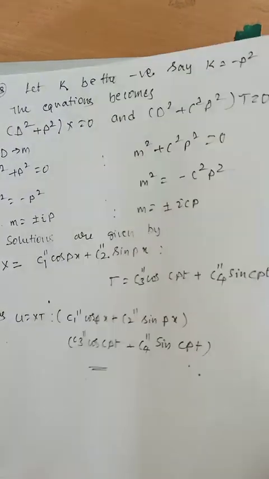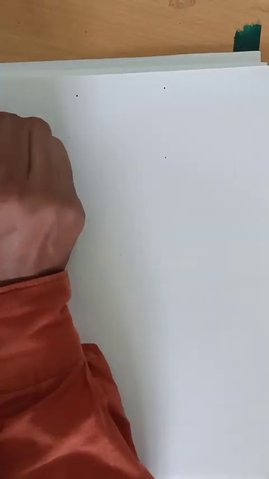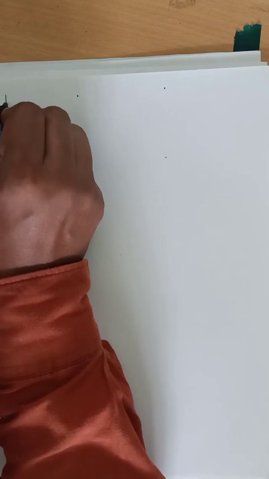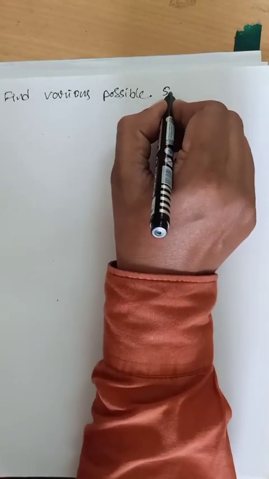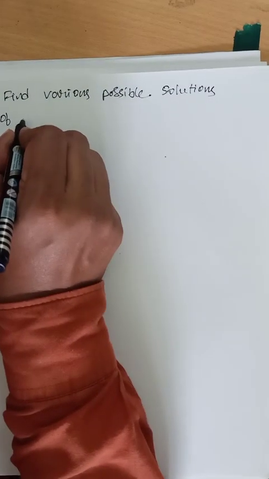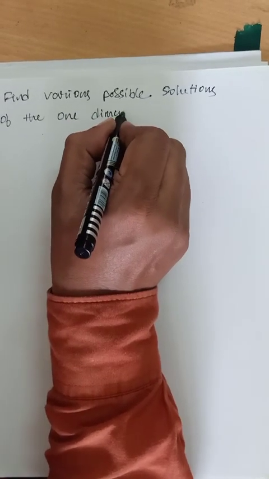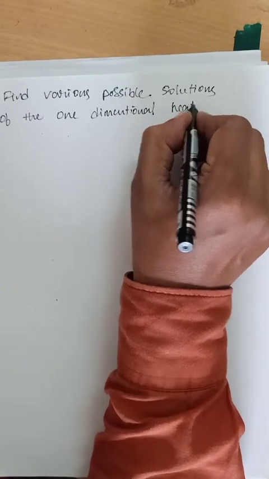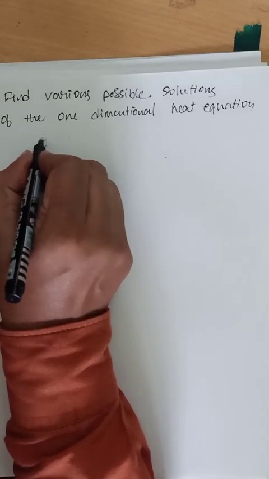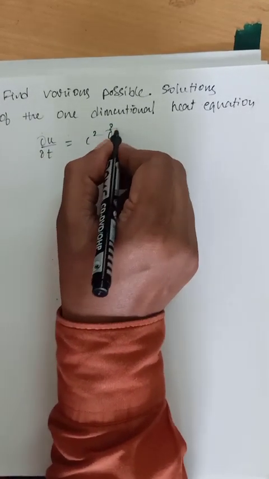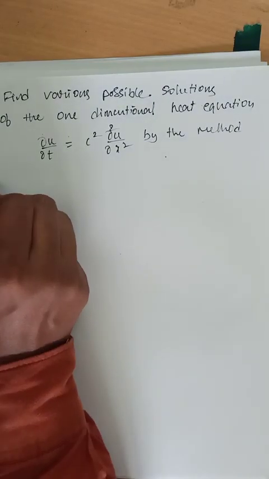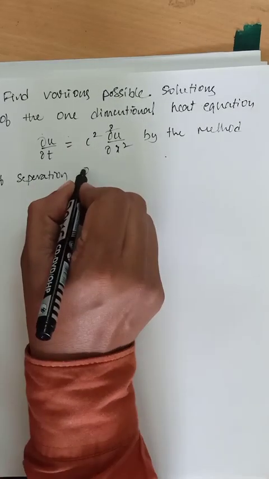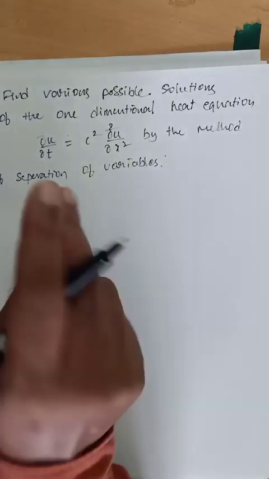Over. Next, second derivation: find various possible solutions of the one dimensional heat equation, ∂u/∂t = c² ∂²u/∂x², by the method of separation of variables. Write in the question.